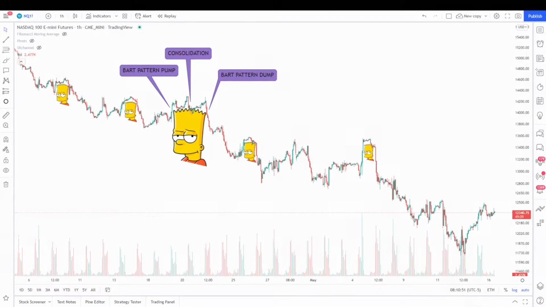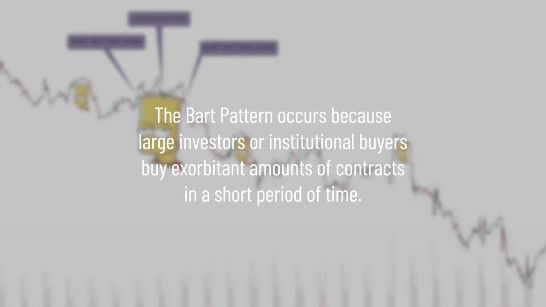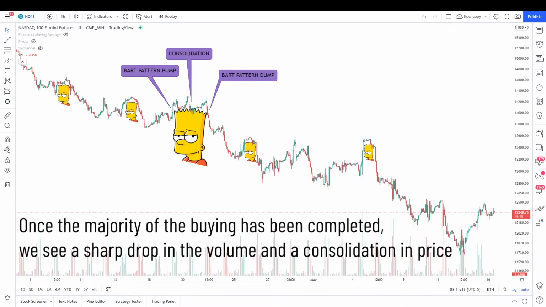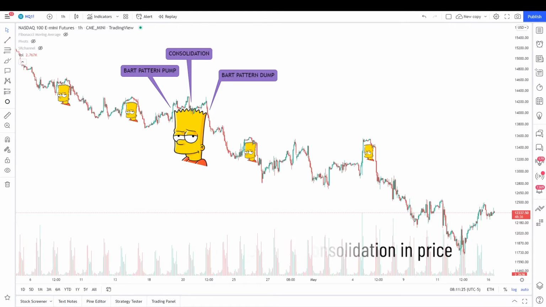So the Bart pattern occurs because large investors or institutional buyers are buying exorbitant amounts of contracts in a short period of time. This is why we see an initial pump in the price, which lasts usually 1 to 3 bars long. The volume at this time is also much greater than the average, and we must look out for that. Once the majority of the buying has been completed, we see a sharp drop in the volume and a consolidation in price, which usually lasts 6 to 12 times the time it took the price to pump. But this is all going to depend on the time frame you are viewing the pattern on.